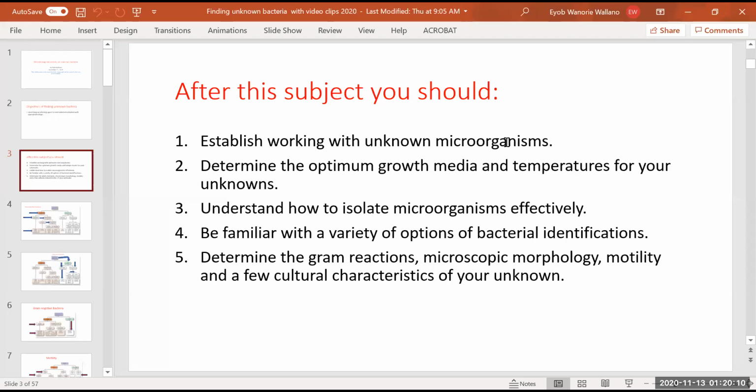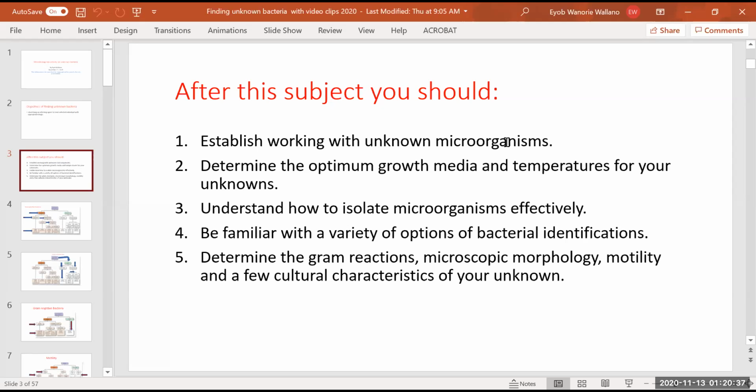Temperature is very important for the growth of bacteria. Bacteria which grow faster are pathogenic. Pathogenic bacteria grow faster. We are going to understand that in this process also. Next, understand how to isolate microorganisms effectively. We know from a colony how we are going to isolate bacteria, so we are going to touch on those ways.